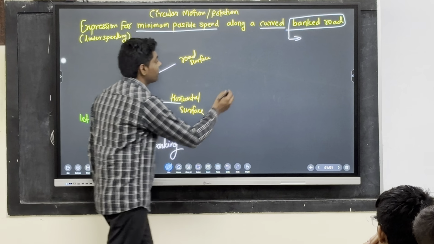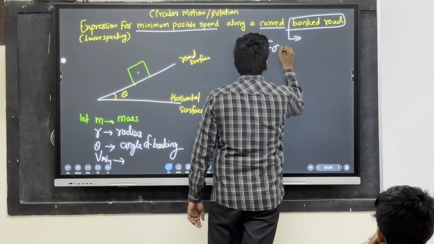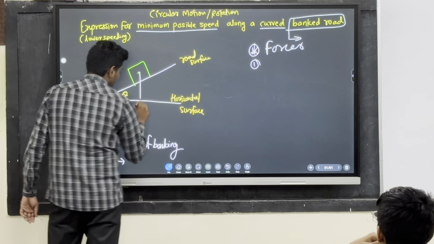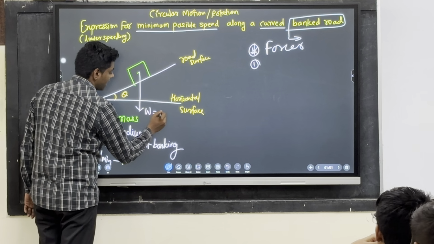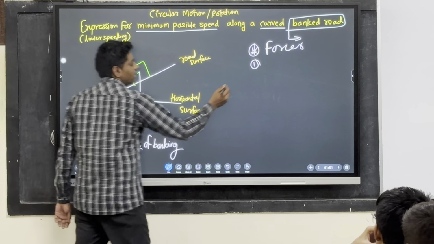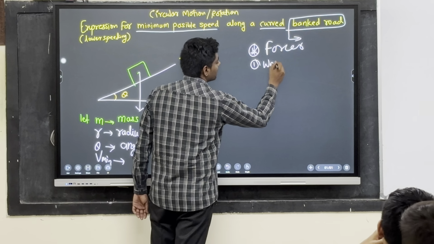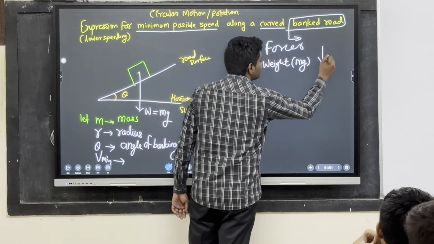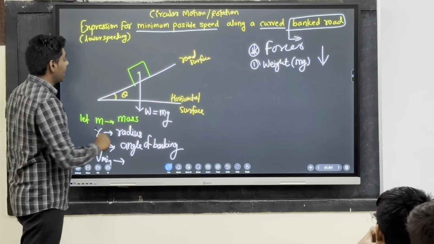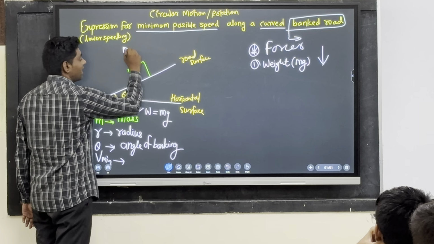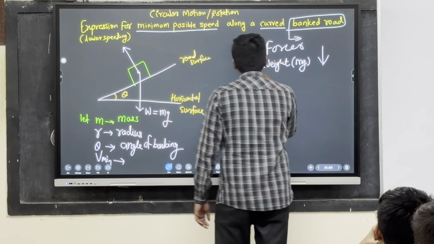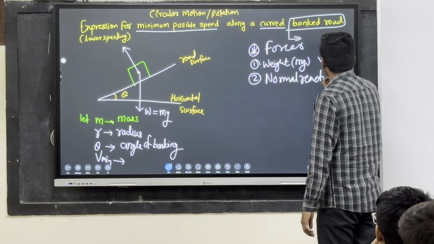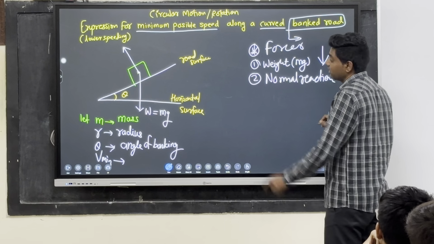So first, how many forces act on the object? First is weight. So that is weight. It is denoted by letter W is equal to mg. First force, that is weight, mg, which acts vertically downward. Second one, normal reaction. What is the statement regarding the normal reaction? Normal reaction denoted by letter n. Now it acts upward.